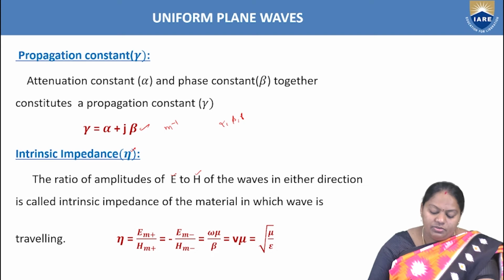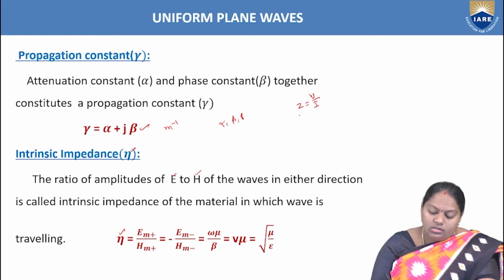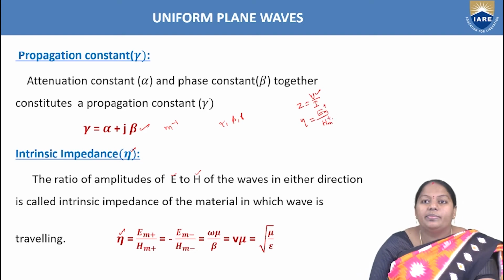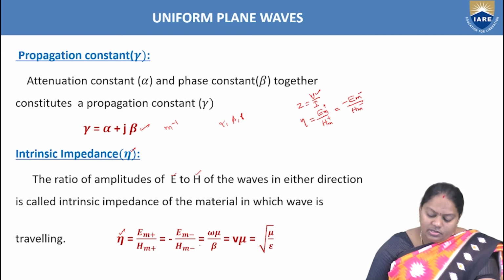In order to derive the condition for eta: generally, impedance is the complex form of resistance, and it is given by Z equal to V by I. In a similar way here, for intrinsic impedance, V is replaced by E and I is replaced by H. If we consider the forward wave traveling, the two magnitudes are Em plus and Hm plus, so eta equal to Em plus by Hm plus, or minus of Em minus by Hm minus.